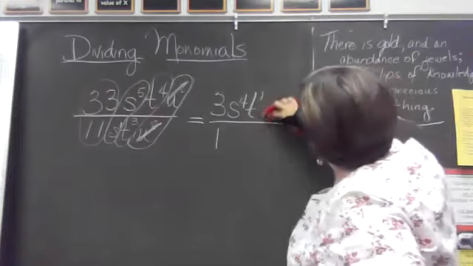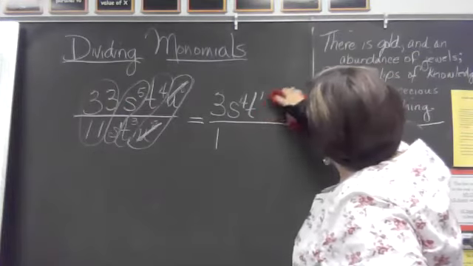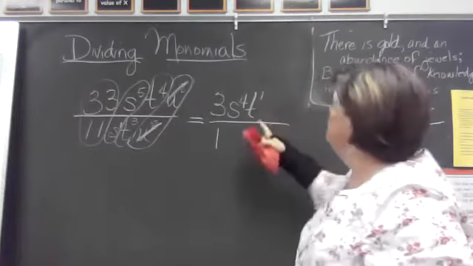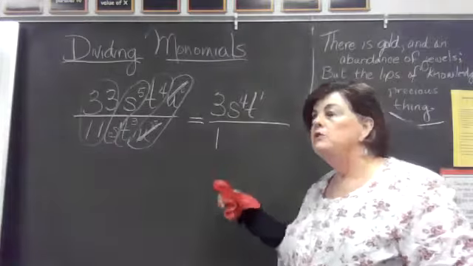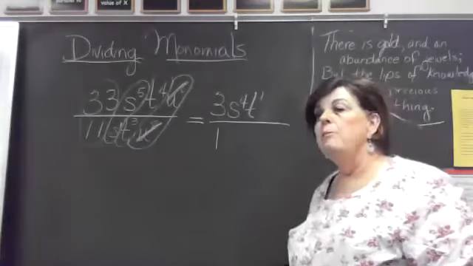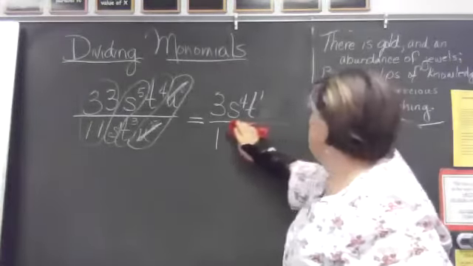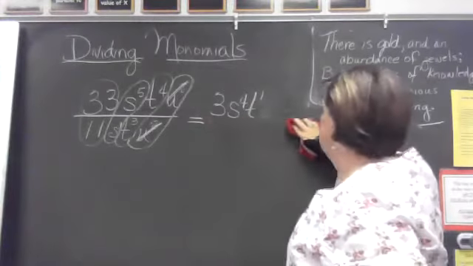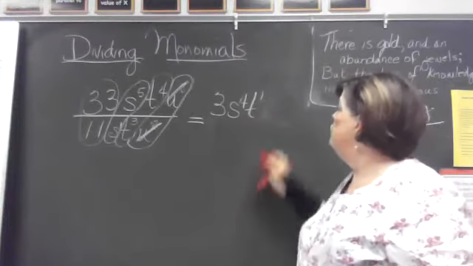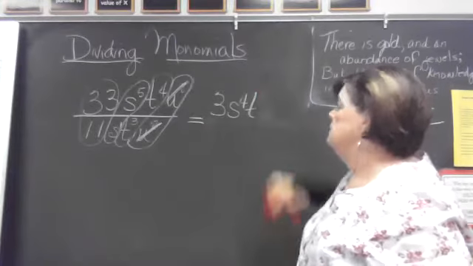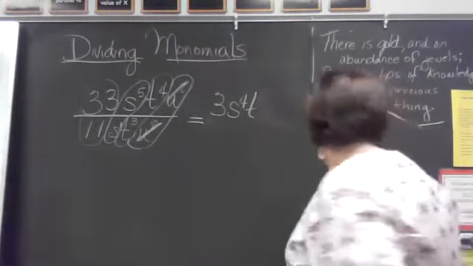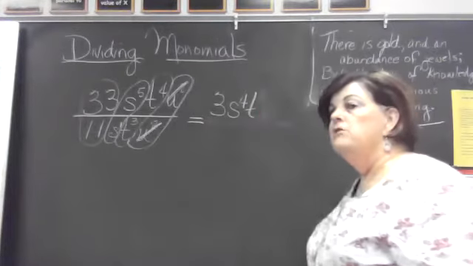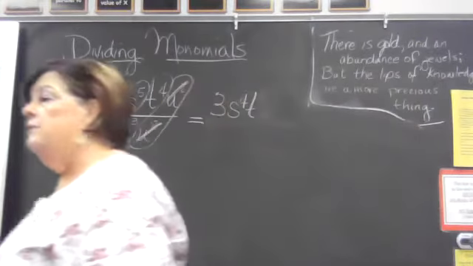Okay. And then when you look at your answer here, everything is over 1. None of these are in the denominator. And so if 1 is the only thing on the bottom, you don't need that 1. So your answer will be 3s to the 4th t, invisible 1. Are we good? Yes. It's not that bad, huh? It's going to be a short lesson.